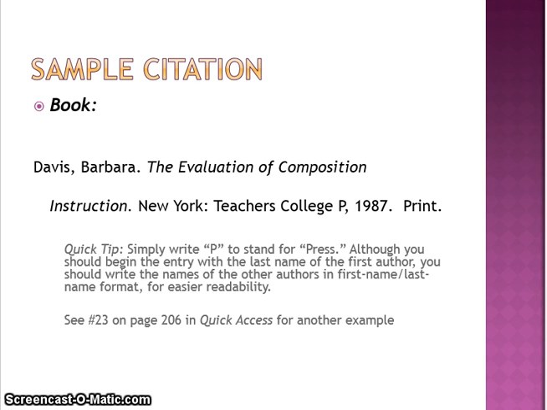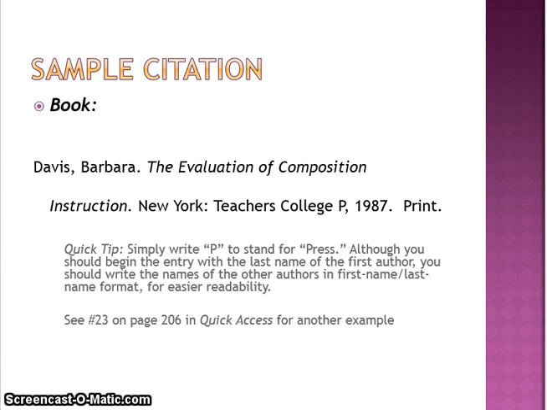Okay, you want to start out with your author. In this case, it's Davis, Barber, because we want the last name first. And then we have the title of the book. In this case, the Evaluation of Composition Instruction. You definitely want to italicize titles of books. And then we have New York, and New York is the place that it was published. It's usually New York or Boston or London or something like that. And then we have a colon, and then we have our publisher. In this case, it's Teachers College Press.